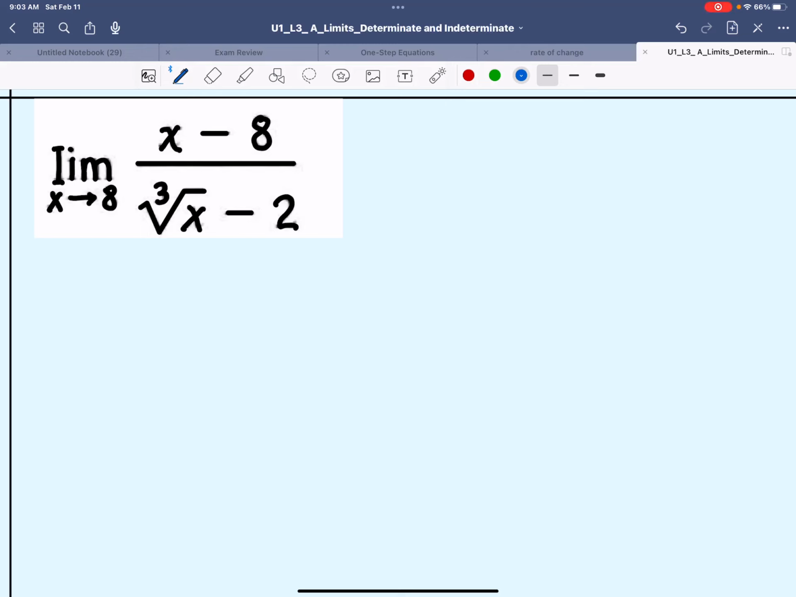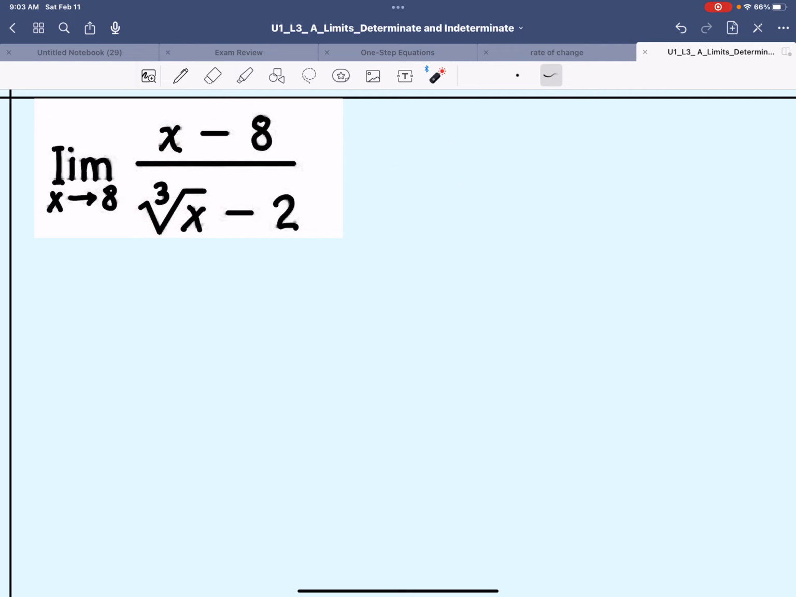Hi everyone, I just wanted to take a look at one of the practice questions from the homework. This is an example of a limit as x approaches 8 of (x minus 8) over (the third root of x minus 2). Now this limit is indeterminate because if you substitute x by 8, you get 8 minus 8, which is 0, and then the third root of 8 is 2, minus 2 is also 0. So 0 over 0 is undefined, which makes this an indeterminate form limit.